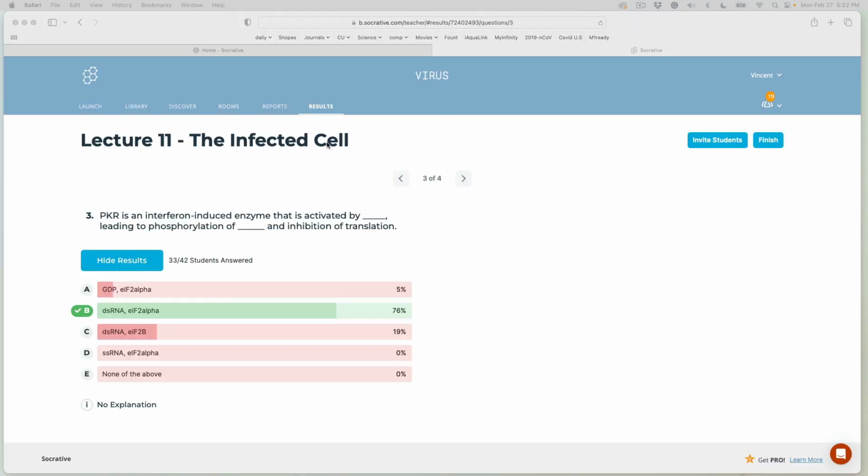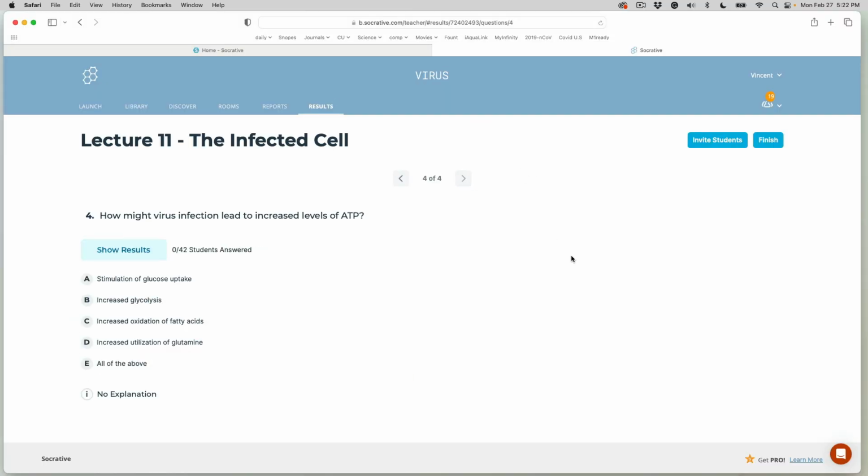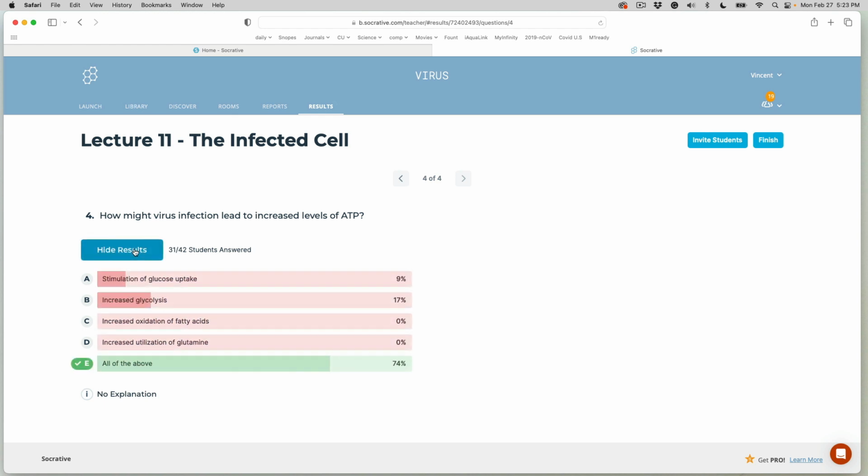Last question. How might virus infection lead to increased levels of ATP? Stimulation of glucose uptake, increased glycolysis, increased oxidation of fatty acids, increased utilization of glutamine, or all of the above. All right, let's see how we did. All of the above is the answer. That's right. All of these things can lead to increased levels. Stimulation of glucose uptake, which generates ATP in the pathway, the glycolytic pathway, increased glycolysis, increased oxidation.